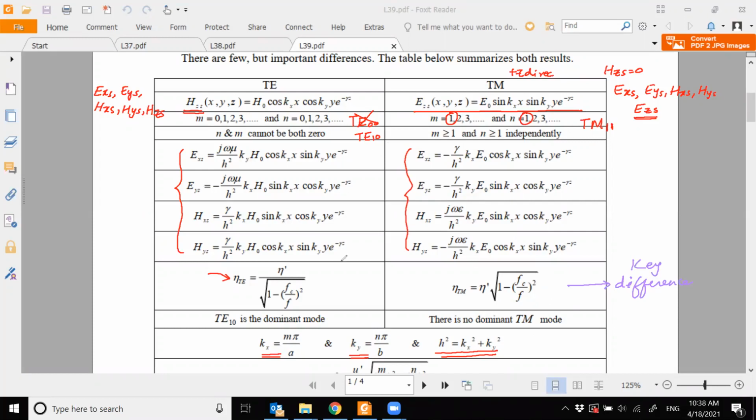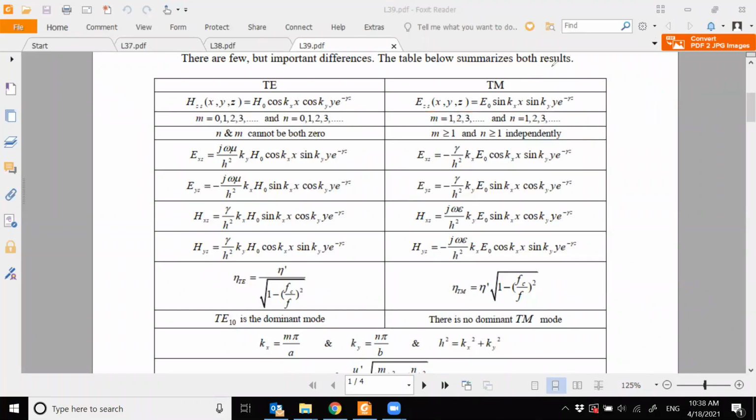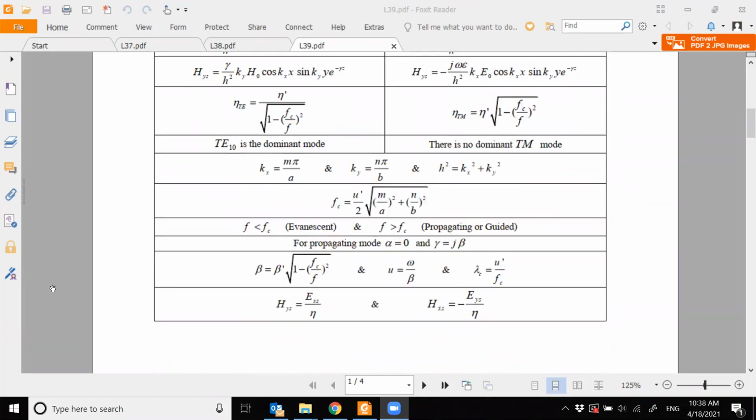Yes, this is also a key difference between TE and TM. And then if we move further, the remaining things, they are all common. So first thing here, TE1,0 is the dominant mode, but for TM, there is no dominant mode. Okay, for TM, there is no dominant mode. The dominant mode doesn't exist because only the dominant mode exists in the TE case, and it's a unique one. There cannot be two dominant modes. There is only one. So it exists in TE, so therefore it doesn't exist in TM. And the remaining things, they are the same.